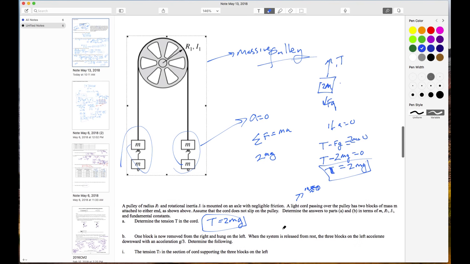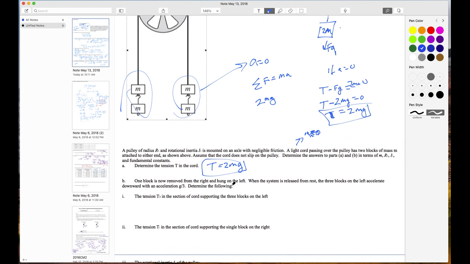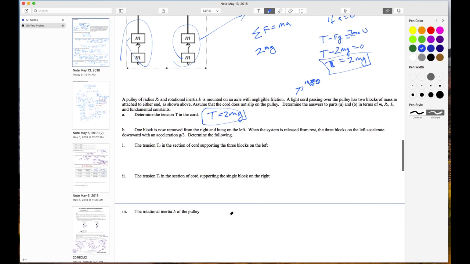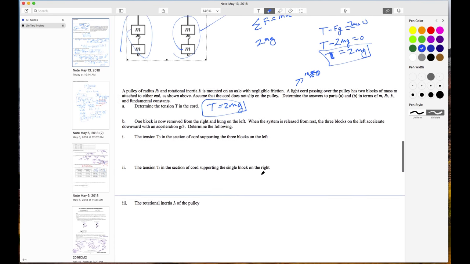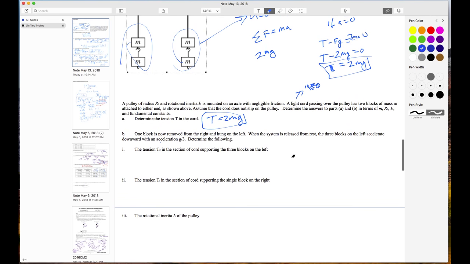So let's move down, and let's say one block is now removed from the right and hung on the left. When the system is released from rest, the 3 blocks on the left accelerate downward with acceleration g over 3. Determine the following: the tension in the cord supporting the 3 blocks on the left, the tension in the section of the cord supporting the single block on the right, and the rotational inertia of the pulley. So take a minute and try it out yourself.